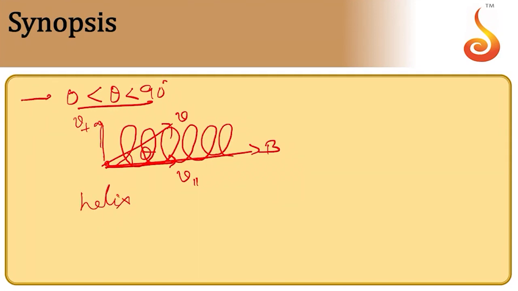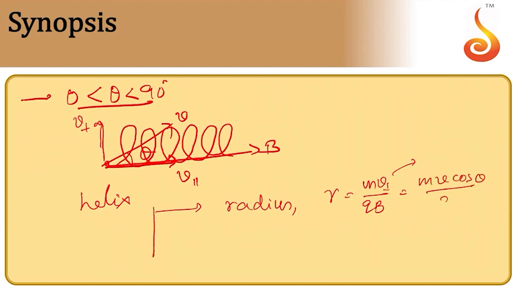And you know that a helix is understood in terms of radius, which is basically because of the circular part, mv perpendicular divided by qB. And if theta is the angle, then we can write v perpendicular as v cos theta. So, this can also be written as mv cos theta divided by qB. But you should be a little careful. It is basically v perpendicular. It could be v cos theta.